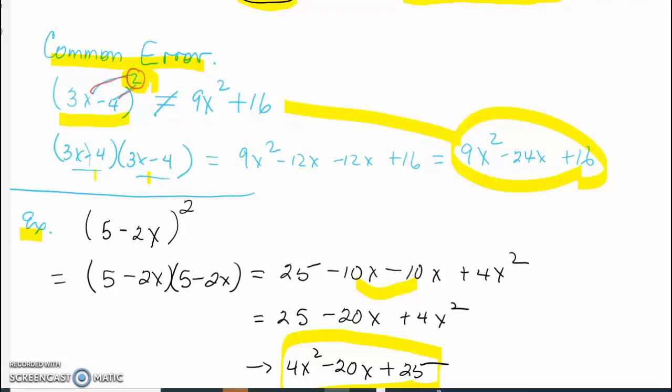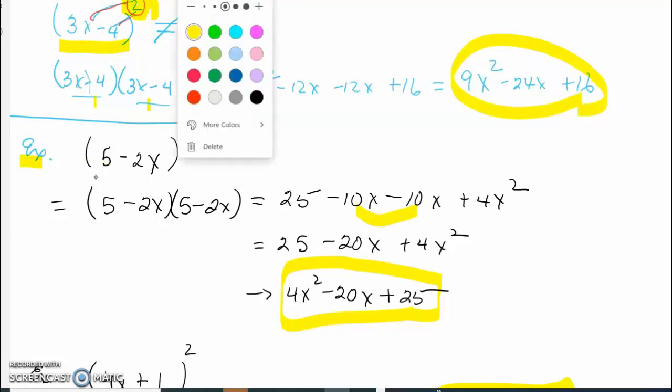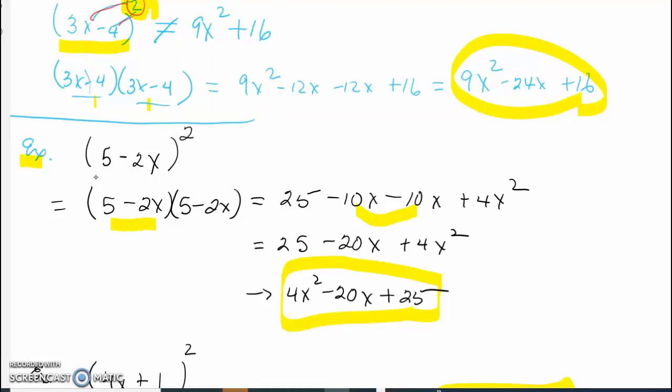All right, the next example is the square of 5 minus 2x. What do we do? We multiply this binomial times itself. Again, distribute 4 times, collect the like terms, and then you wind up with your trinomial 4x squared minus 20x plus 25.